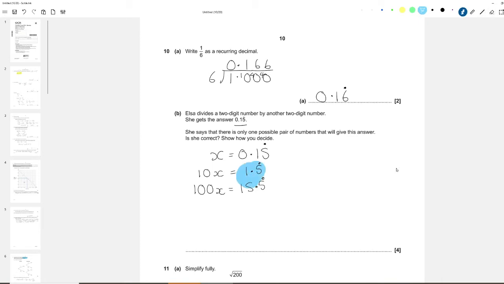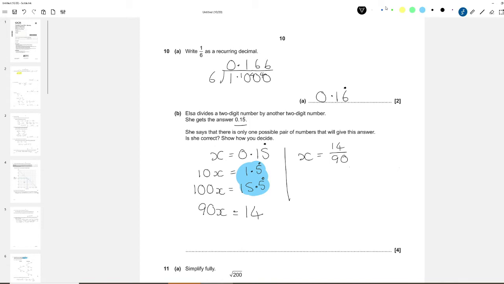These two match, so I can subtract these two together. So 100x take away 10x is 90x. 15.5 recurring take away 1.5 recurring is 14. Then to get x on its own, I need to divide by 90. So x would equal 14 over 90. Now, this will get me the answer of 0.15 recurring. And that would be the only 2-digit number divided by 2-digit number.